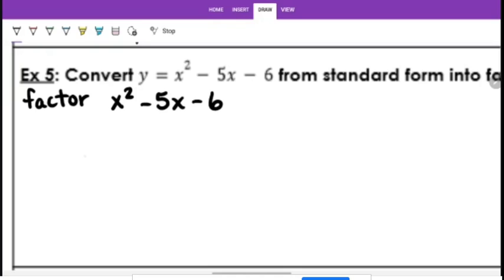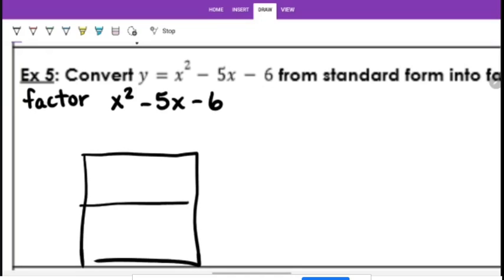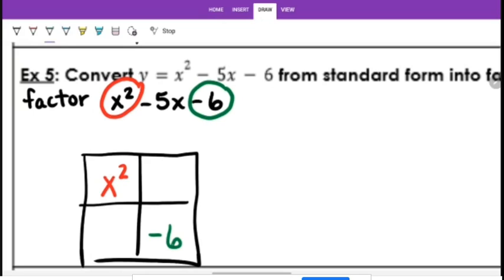So I'm going to draw a generic rectangle, break it up into a 2 by 2, and let's fill in what we know. X squared goes in the top left, and -6, notice it's a negative, -6 goes in the bottom right. So we can start filling in our factors a little bit with the x and the x, and then we have to figure out what goes in the blanks for our numbers. So let's make a list of possibilities.